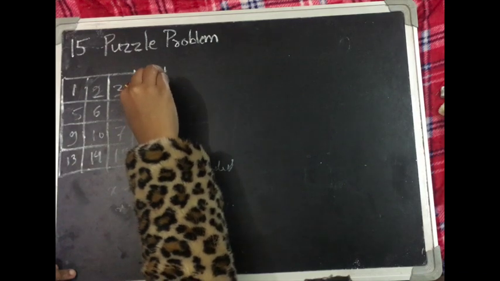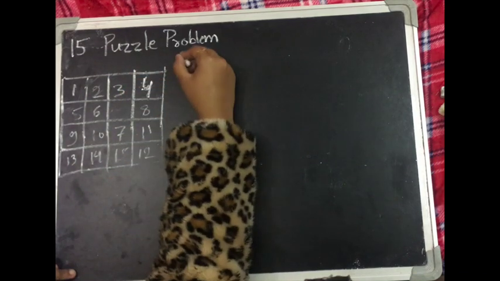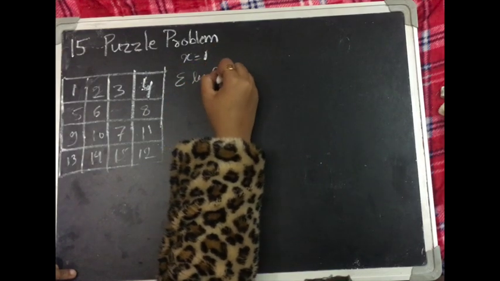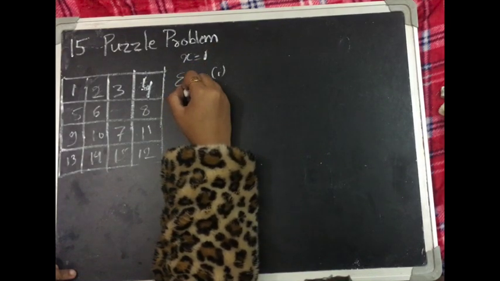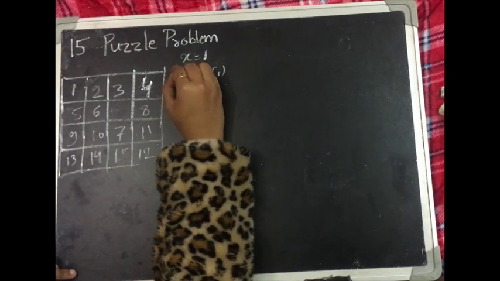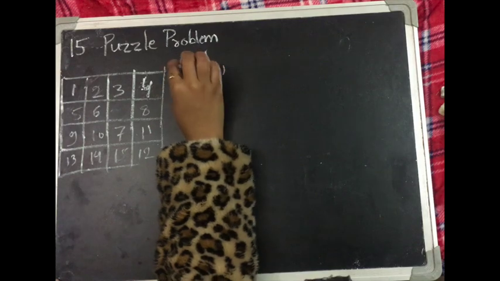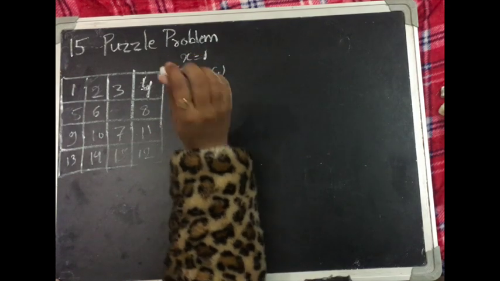This is 4. The empty slot, what will happen? X will be equal to 1. Now we have to find the summation of less of I, summation 1 to 15. You can say 15 or 16. Okay, so you always say summation 1 to 16.